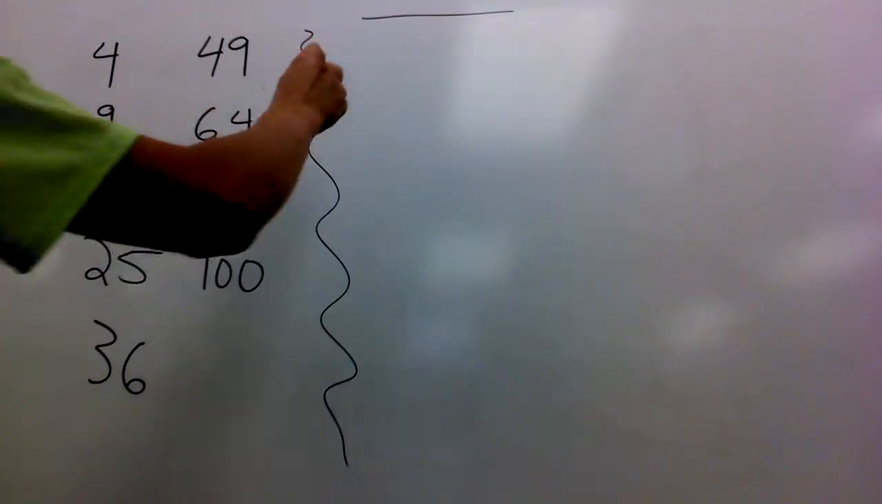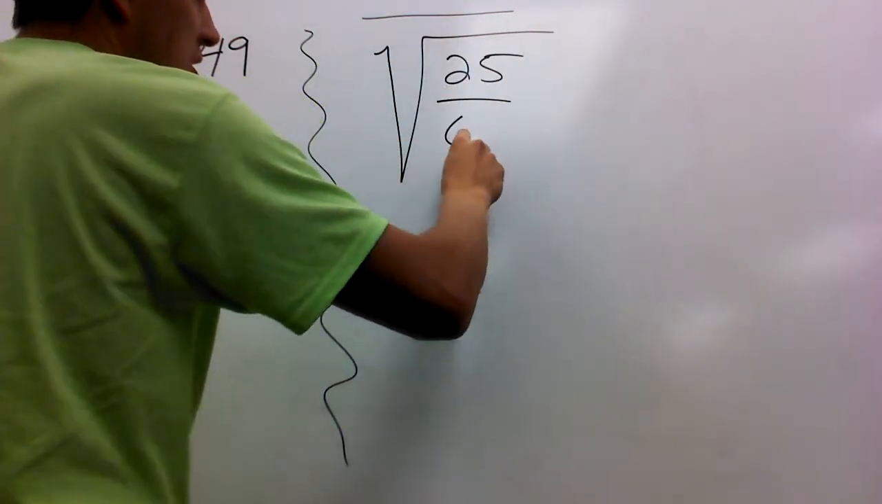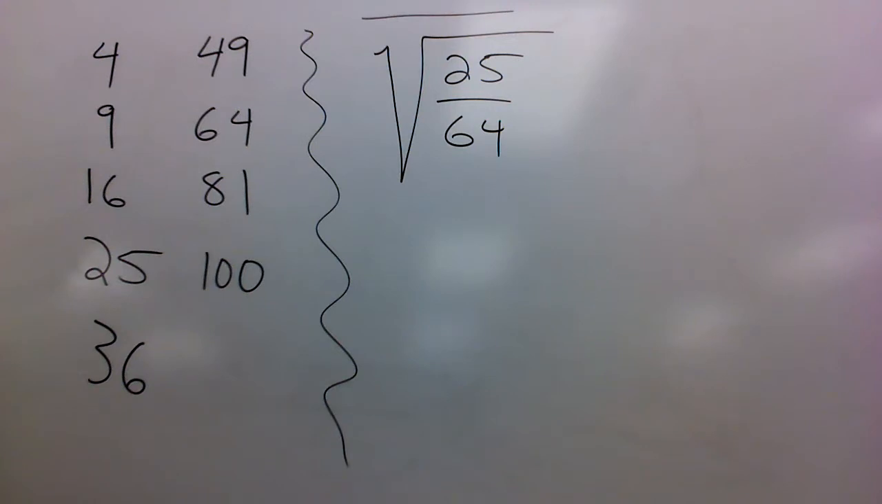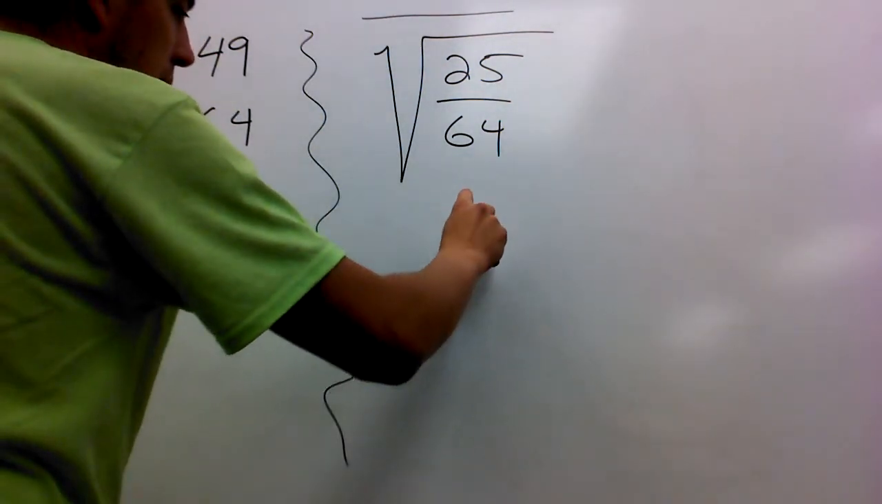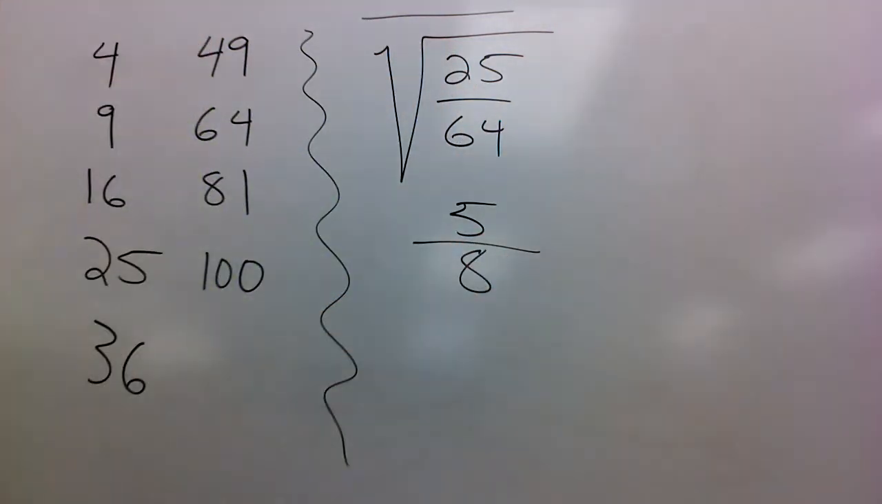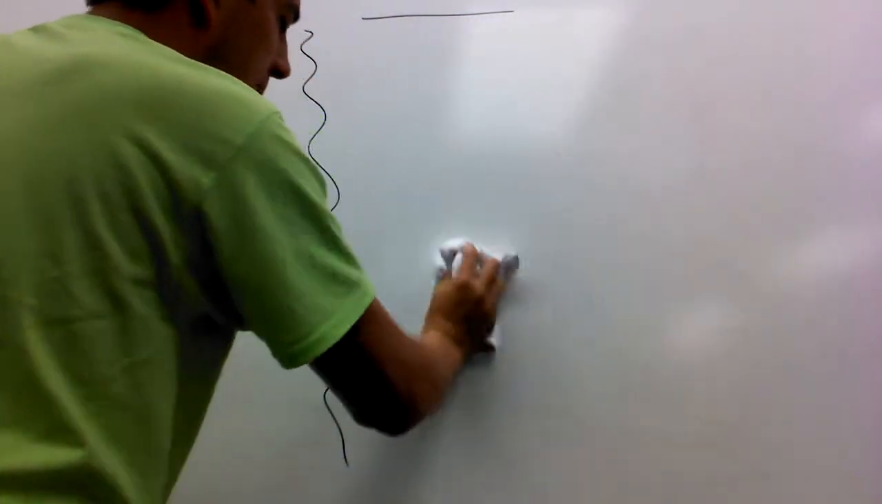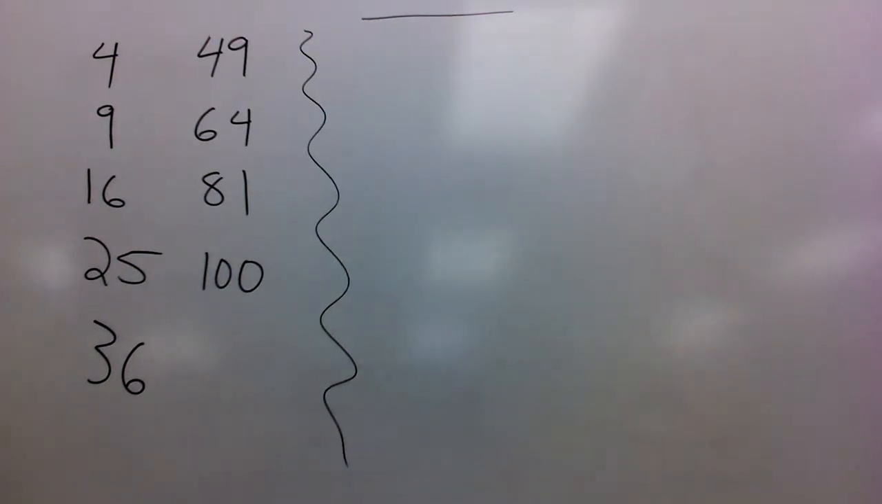Next, this one's actually really easy. Square root of 25 over 64. All you do is take the square root of the top and over the square root of the bottom. Square root of 25 is 5, square root of 64 is 8. 5 over 8. Beautiful. All right, a couple more. Couple means 2.